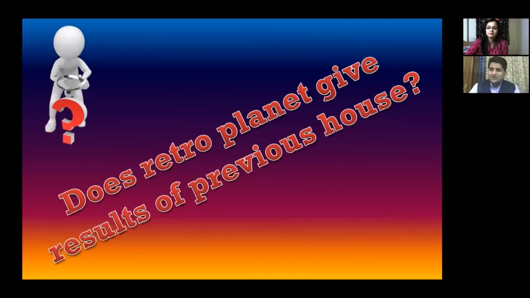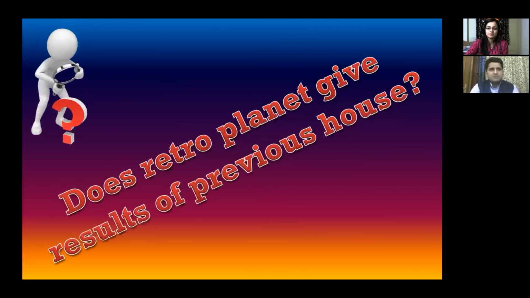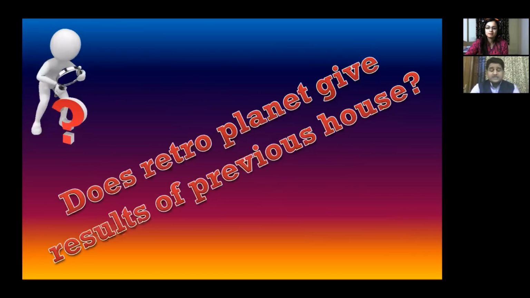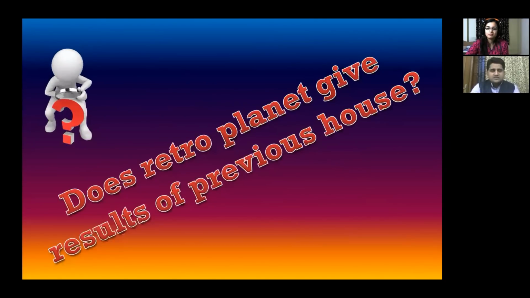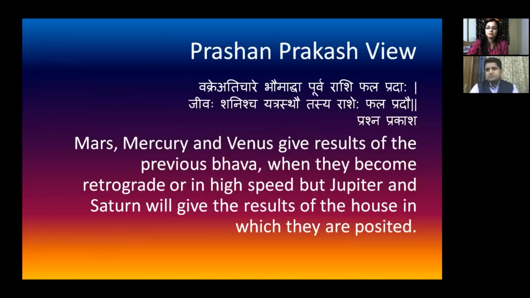Now, this is the $1 million question. Does a retro planet give the result of the previous bhava? Many of my students, and even people I met, told me that the planet is aspecting from the previous bhava because it becomes retro. But as far as my sir's point of view is concerned, or even for me, I haven't got any shloka written in the classics in which this theory is mentioned. When I was searching, there is a book, Prashan Prakash, and according to that book, Mars, Mercury and Venus give the result of the previous bhava when they become retrograde, or when they are atichari or in high speed. But Jupiter and Saturn will give the result of the house in which they are posited.